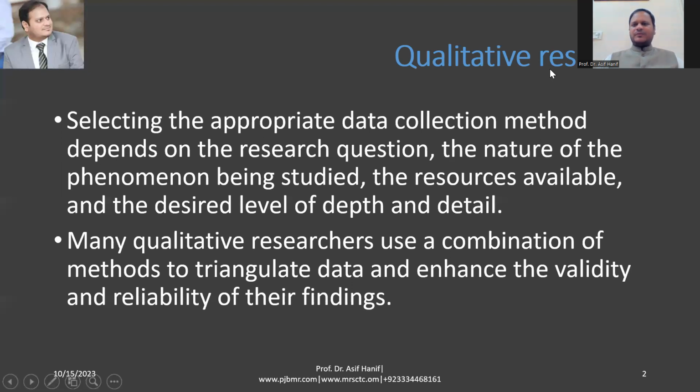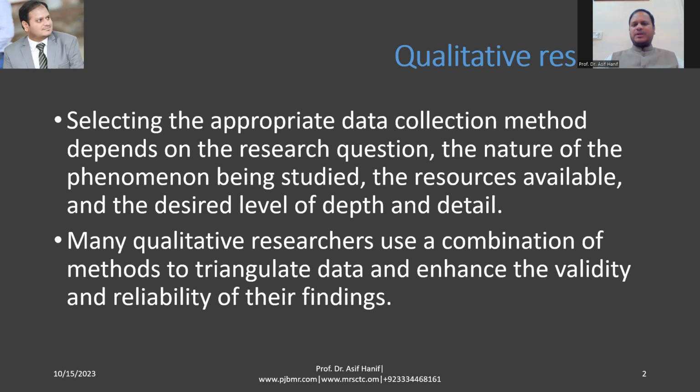As you know, qualitative research is a very important procedure where we need to know the reasoning behind anything. For qualitative research, selecting the appropriate data collection method depends on the research question, the nature of the study, the sources available, and the level of depth and detail we need. Many qualitative researchers use a combination of methods to triangulate data and enhance the validity and reliability of their findings.